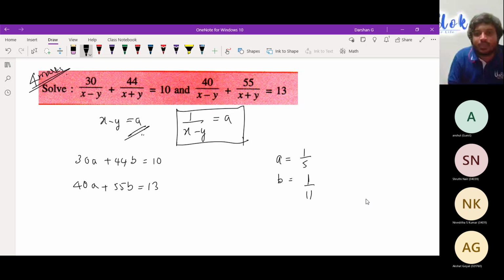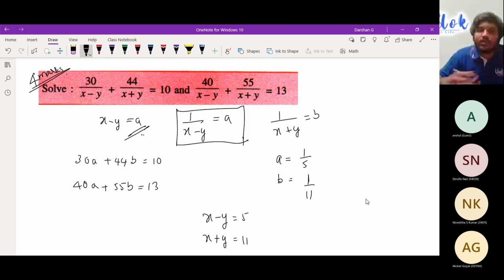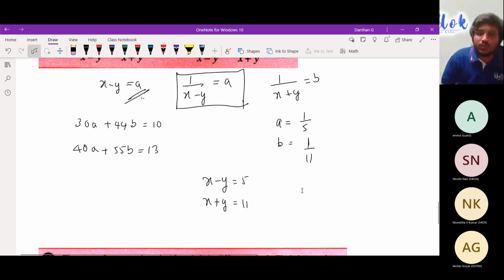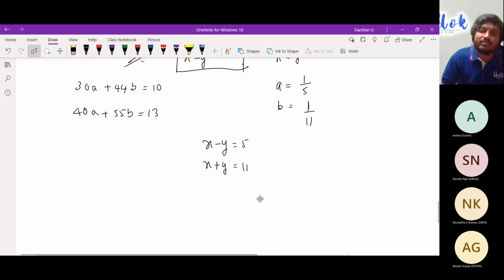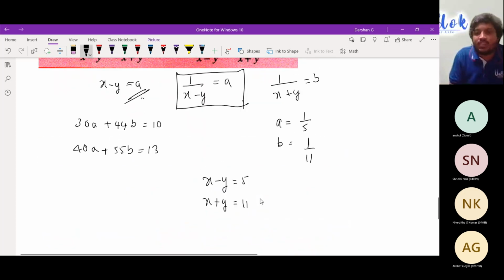So the second equation would be, I should have taken this as B. So x minus y equals 5 is the first equation. x plus y equals 11 is the second equation. Do the simultaneous equation one more time. Here there is an option: you can add or subtract. Usually in elimination we subtract it. If you want to add, please add it. No problem. You'll get the same answer.